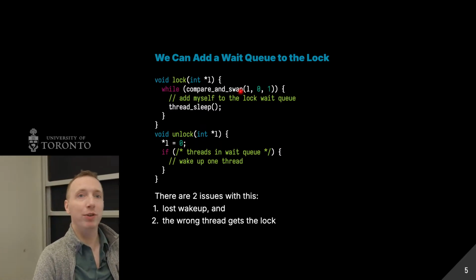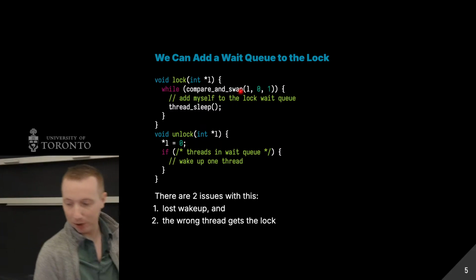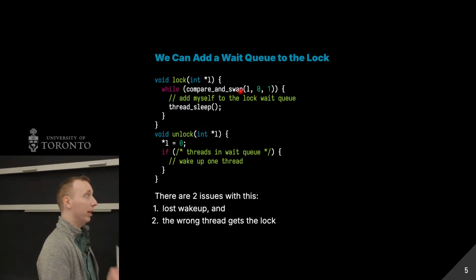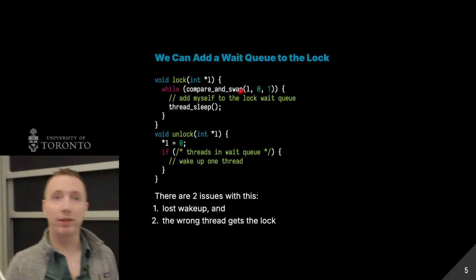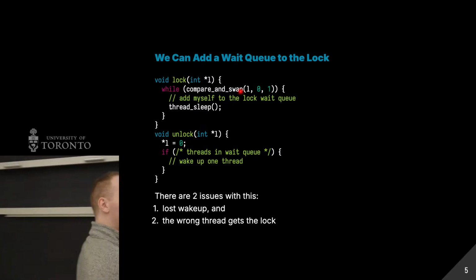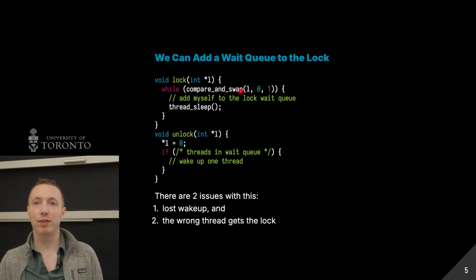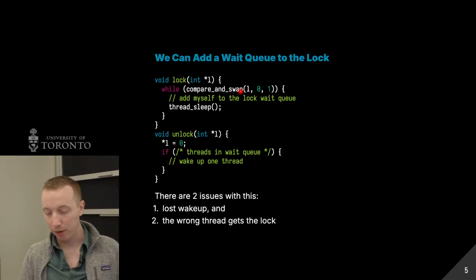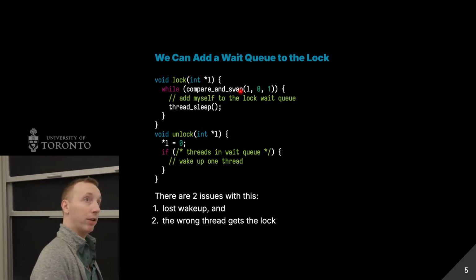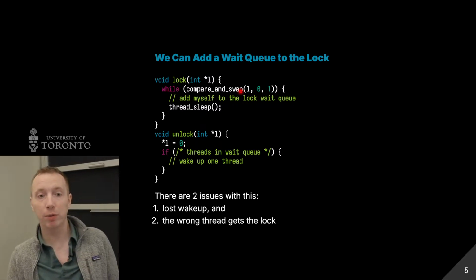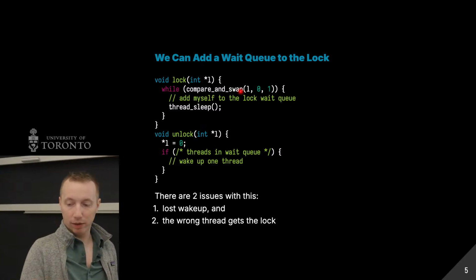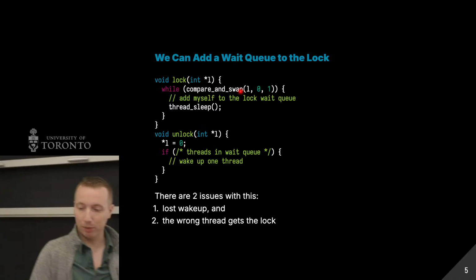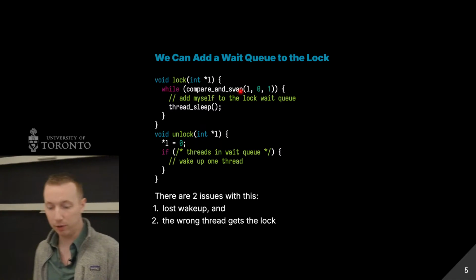But there are 2 issues that we should get used to reasoning about, due to essentially data races. One is a lost wake up, which means, is it possible for a thread to get put to sleep and then never wake up? And then the other issue is the wrong thread gets the lock, because I should actually give the threads the lock in the order they tried to acquire it. So the first one is asking, is it possible a thread never wakes up? And the second one is asking, is it possible that threads get the lock out of order?